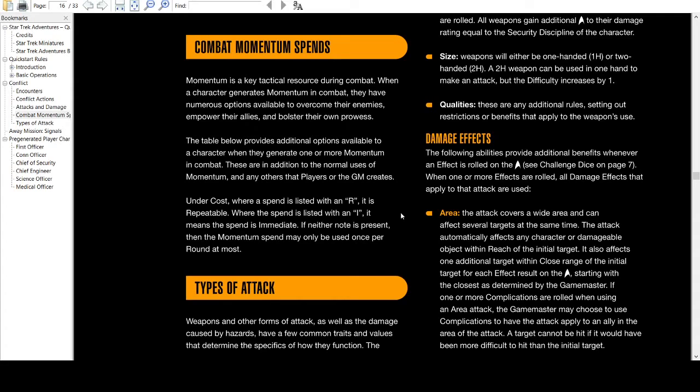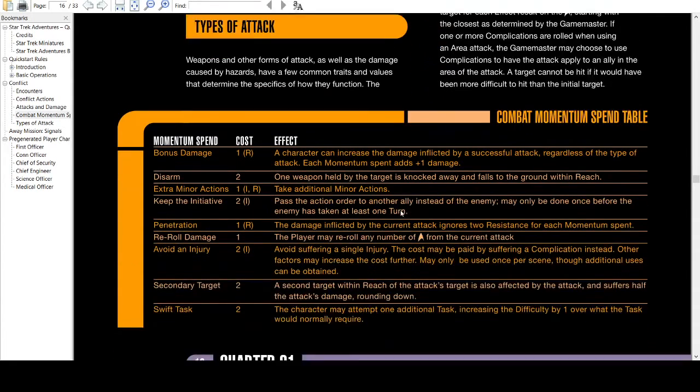These are in addition to the normal uses of momentum and any others that players or the GM create. Under cost, where a span is listed with an R, it is repeatable. Where the span is listed with an I, it means the span is immediate. If neither mark is present, then the momentum span may only be used once per round at most. Okay, so that takes us down to this table right here.